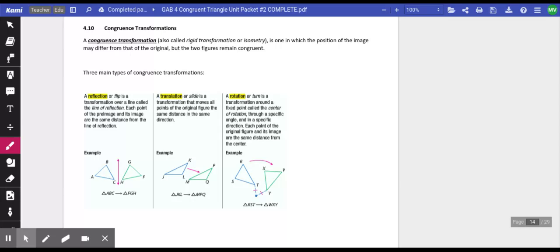A translation, or a slide, is a transformation that moves all points of the original figure the same distance in the same direction. So that's literally like sliding the triangle across your paper.